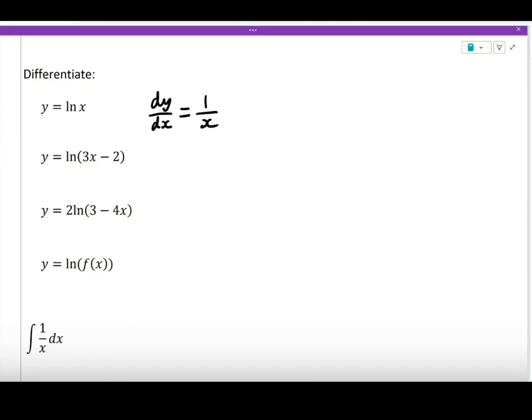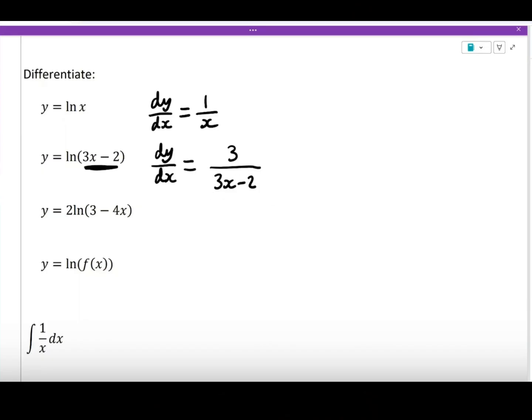Let's have a look at the second one. Okay, this one's a bit more complicated. Now, when we're differentiating in these more complicated scenarios, the idea is the 3x subtract 2 is going to be your denominator. And then what you have to do is differentiate the 3x subtract 2 to get the numerator. So if I differentiate 3x subtract 2, I get 3. So that's going to be my numerator. And that's my derivative.